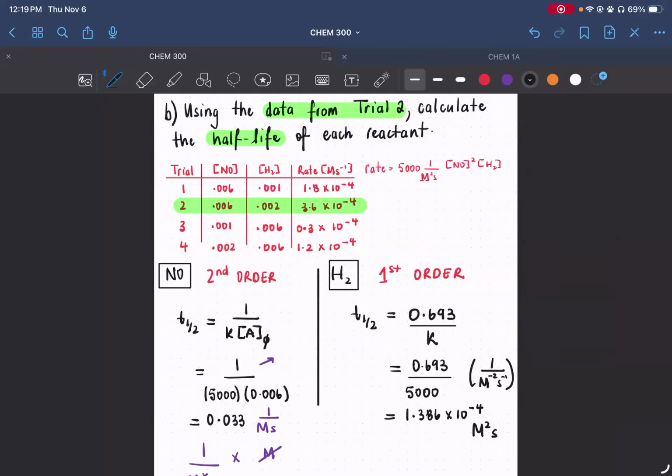That's part B. That's calculating the half-life of each reactant. Remember that the equations will be given to you as part of the reference sheets. You just need to know how to use and exploit them.